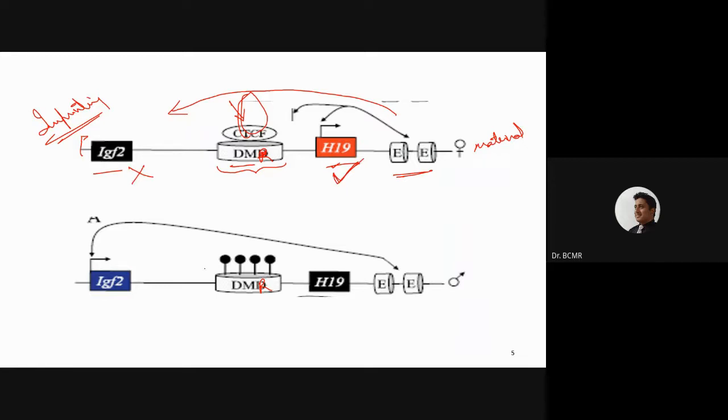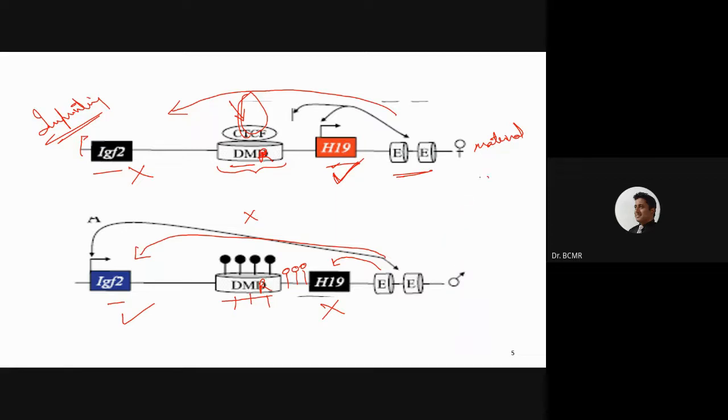Similarly, in contrast, in the paternal allele, the DMR, differentially methylated region, I'm not calling it domain, DMR is methylated, because of which CTCF cannot bind to the DMR. So the enhancers or the activators bound can activate IGF2, and IGF2 is expressed, and H19 is not expressed, because this region also gets methylated, because of which there is no transcription. Moreover, the activators are not interacting, so H19 is not activated or expressed.